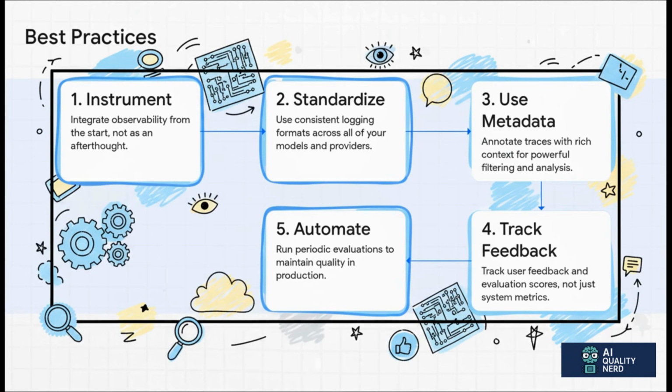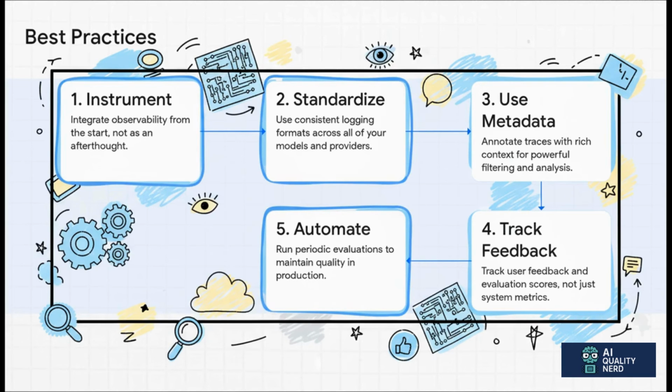3, use metadata like crazy. Tag everything. Use your IDs, session info, model versions. This is what turns a messy log into a goldmine of searchable data. 4, and this one is so important, track subjective metrics. Don't just look at system stuff like latency. You have to capture user feedback, the thumbs up, the thumbs down.